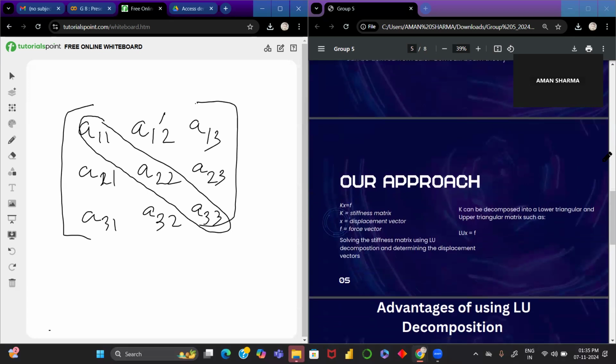So our approach is to use the stiffness matrix and decompose it into a lower triangular and an upper triangular matrix, solve the equation, and form a displacement vector, which tells us how much the nodes will displace under different loads. So Jubin will lead with an example.